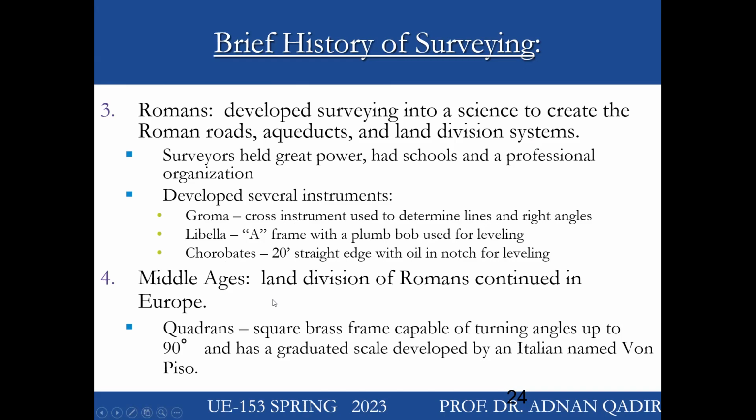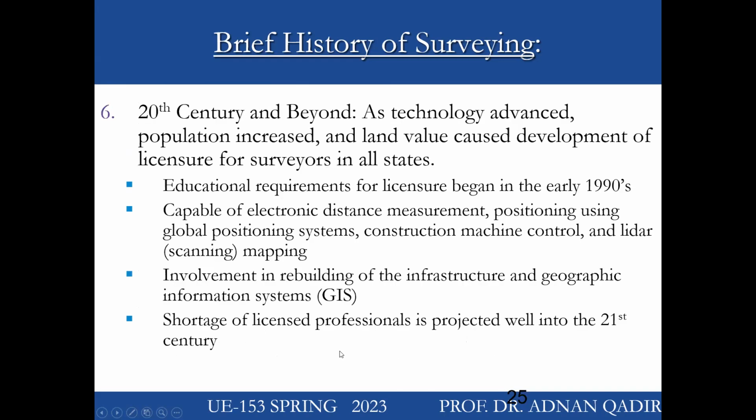In the Middle Ages, the land division of the Romans continued in Europe. Instruments were quadrants, a square brass frame capable of turning angles up to 90 degrees, with a graduated scale, developed by an Italian named Pisano.